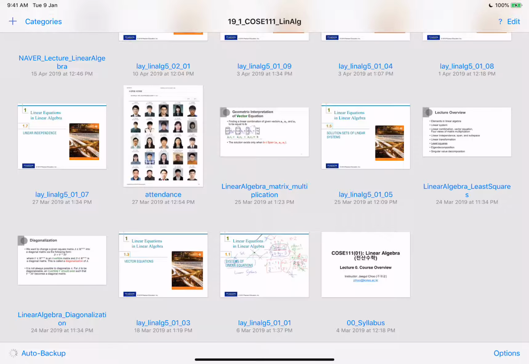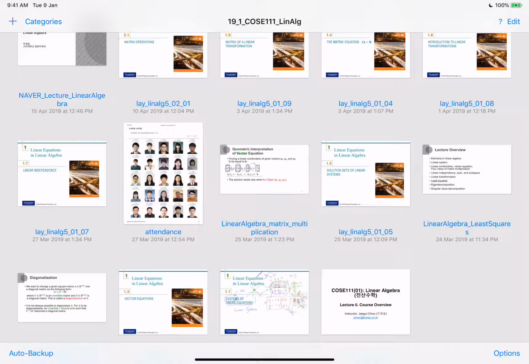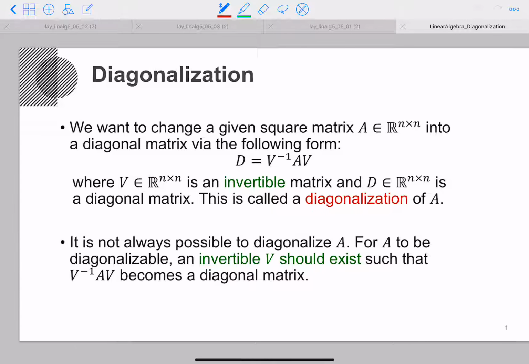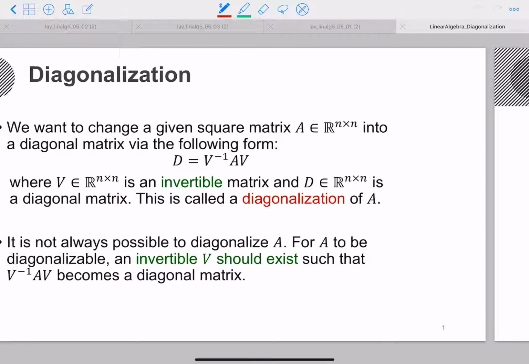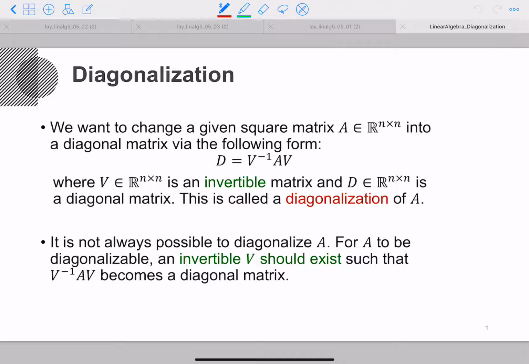But we will go to the lecture material that I additionally uploaded the other day.